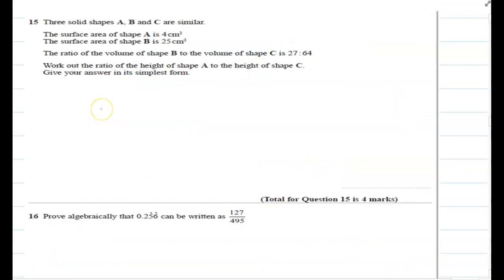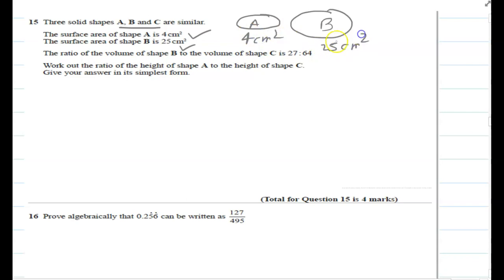So here it is given 3 solid shapes A, B, C are similar. The surface area of shape A is 4 centimeter squared and surface area of shape B is 25. Because this area is big, I'm just drawing randomly, this will be shape A, and shape B will be comparatively bigger than A. Yeah, because its area is 4 centimeter squared and this area is 25 centimeter squared, from here we can guess this area is big. The ratio of the volume of shape B to the volume of C is 27 is to 64.